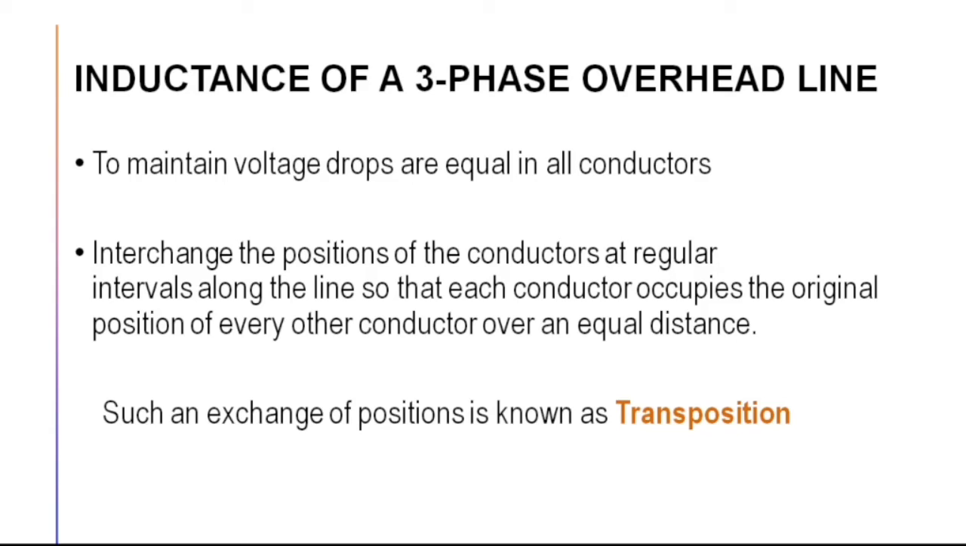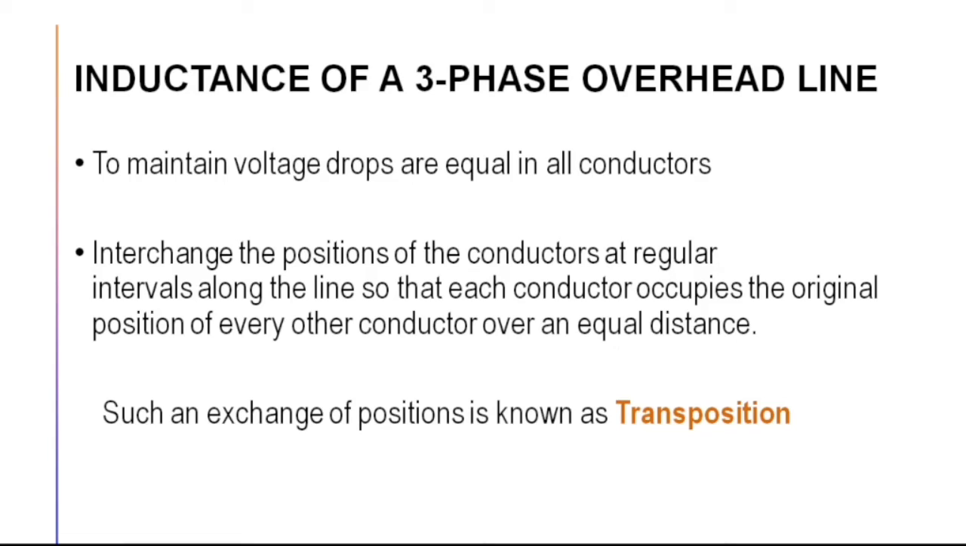In order to maintain that voltage drop equal, we interchange the position of the conductors at regular intervals along the line, so that each conductor occupies the original position of every other conductor over an equal distance. That means we are interchanging the position of the conductors at regular intervals.